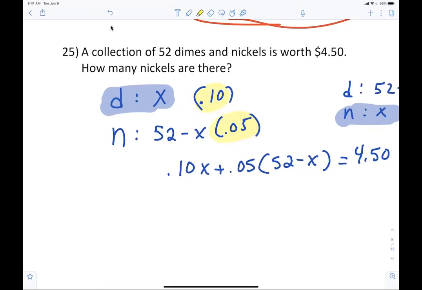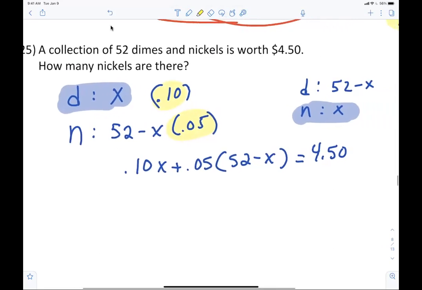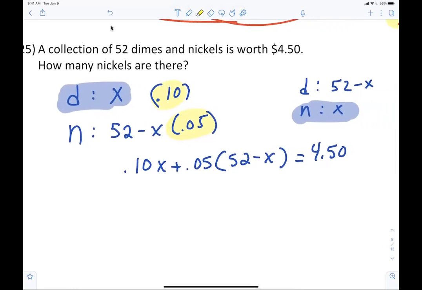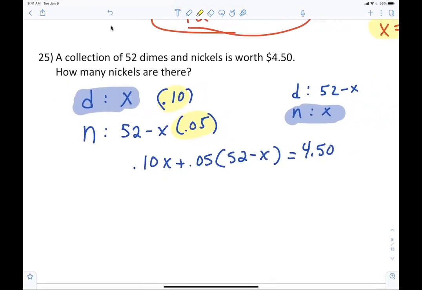All right. Now, Luca, do you understand how I labeled this? Agreed? Now, again, this is very similar to the last problem, right? You have dimes, and you have the value. What do you do? Multiply them together, and that tells you how much money you're going to have. So I multiplied the dimes times 0.1 and the nickels by 0.05, and then it was a total of $4.50.